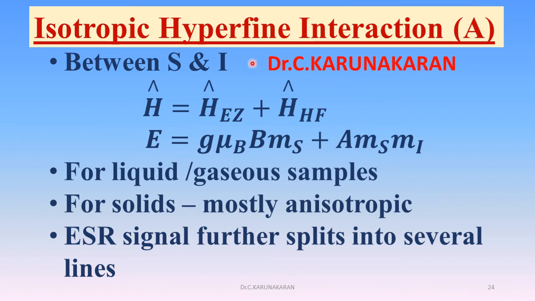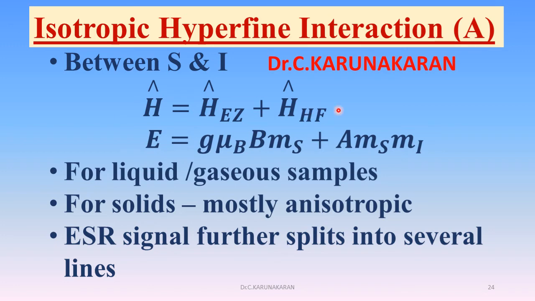Similar to the spin-spin coupling constant in NMR, in ESR we have hyperfine coupling interaction, hyperfine splitting. It is represented by A, whereas in NMR it is represented by J. It occurs due to the coupling between the electron spin magnetic moment and the nuclear magnetic moment. We will see further. The spin Hamiltonian for EPR is H cap equal to H cap electron Zeeman plus the Hamiltonian corresponding to hyperfine interaction.